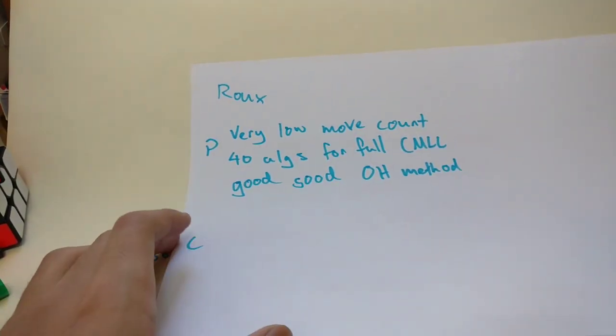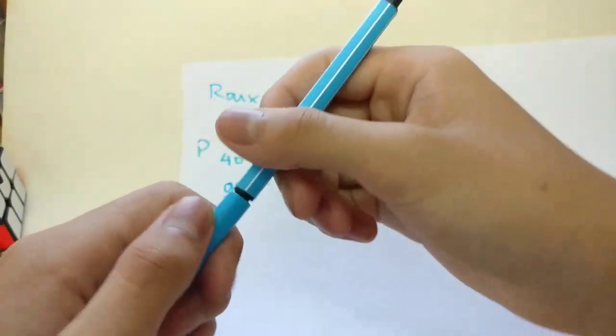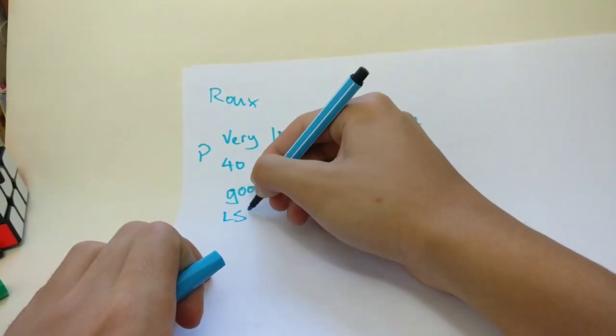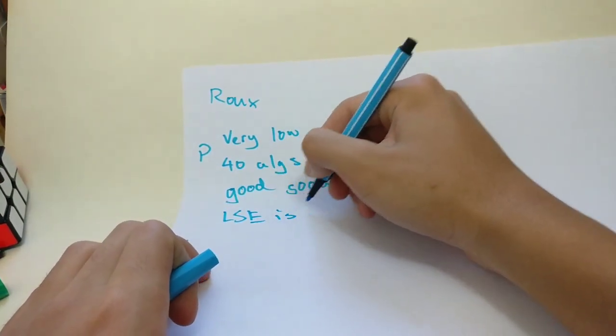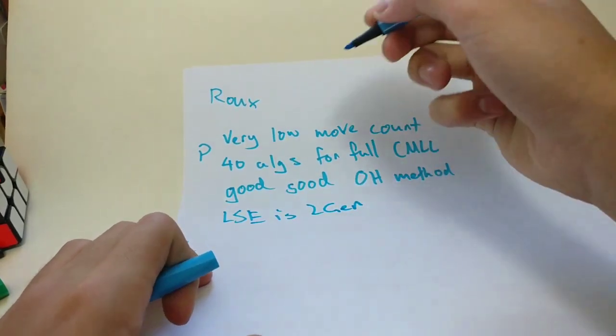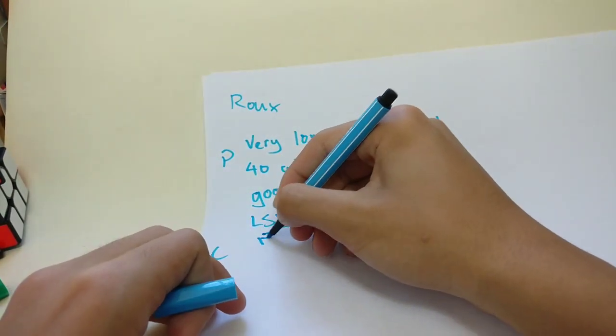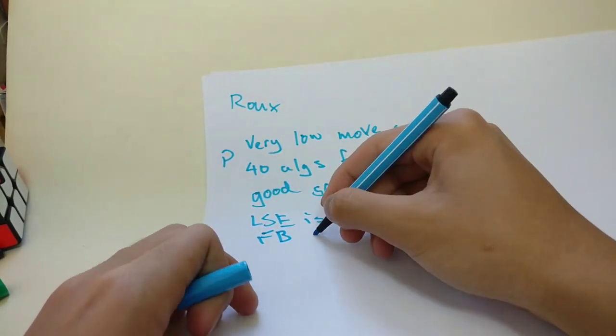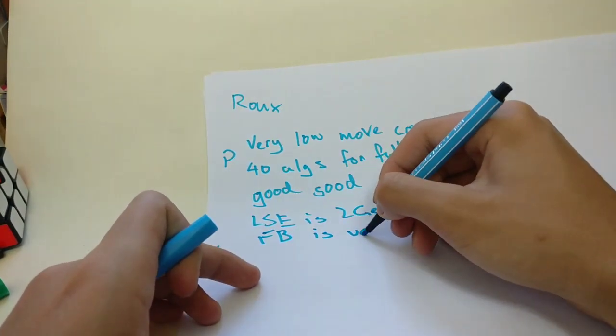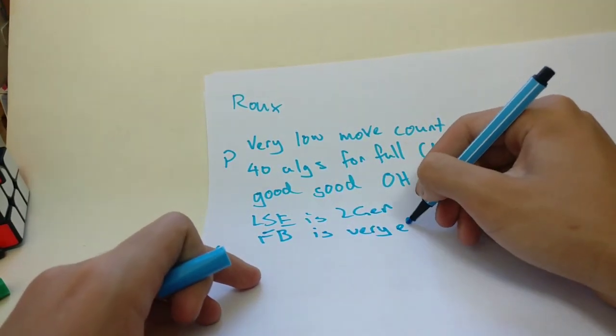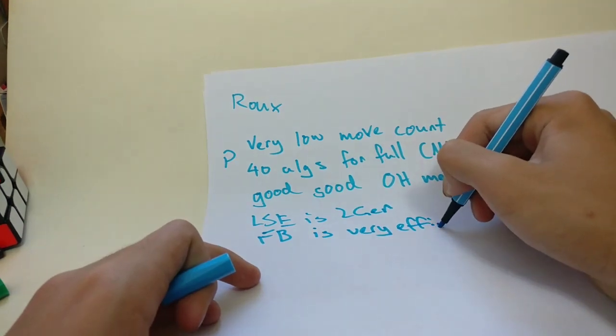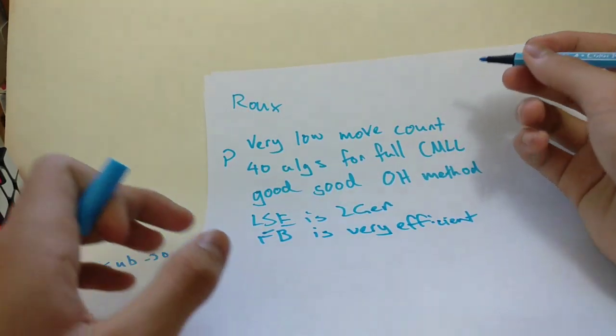So, LSE, which is last 6 edges, is 2gen. And first block, which I'll call FB, is very easy to do, very efficient when done correctly. I probably spelt it wrong.